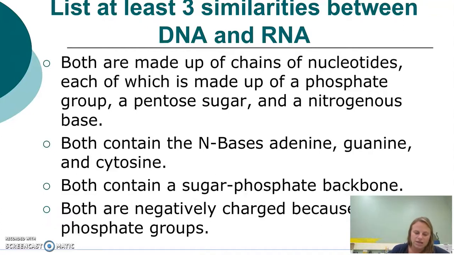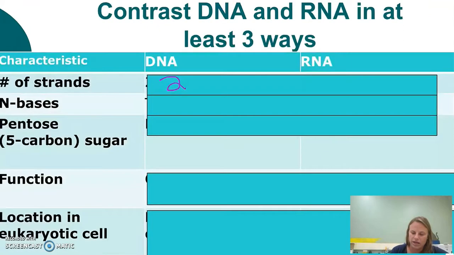So in DNA, you're going to find 2 strands. RNA, you're going to find 1 strand. The nitrogenous bases in DNA are adenine, thymine, cytosine, and guanine, whereas your bases in RNA are adenine, uracil, cytosine, and guanine. The pentose sugar in DNA is deoxyribose, whereas in RNA, it's going to be ribose.